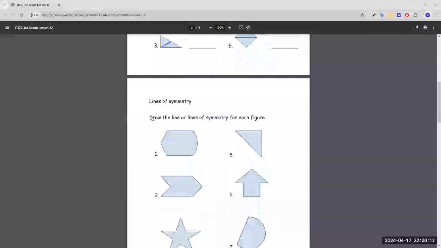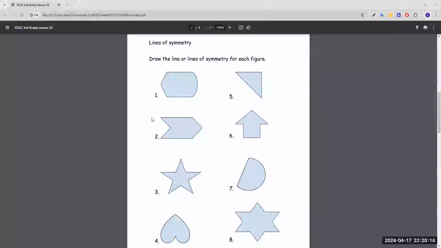Now moving on to drawing the line or lines of symmetry for each figure. Okay, so number one, if we draw the line of symmetry going up and down, we can see here that this side and this side would be not similar. So for number one, we have to split it going left and right like this. Number two is actually the exact same thing as number one. We can't split it up and down, so we have to do it left to right.